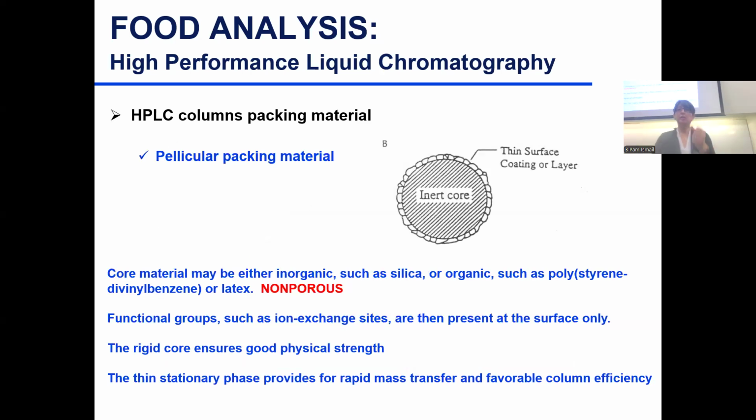Sometimes you have an inert core and a thin layer of stationary phase. That's basically when you care for resolution and you don't care for capacity. And the inner core is non-reactive, non-porous, and then the thin layer is your stationary phase that interacts with your components.